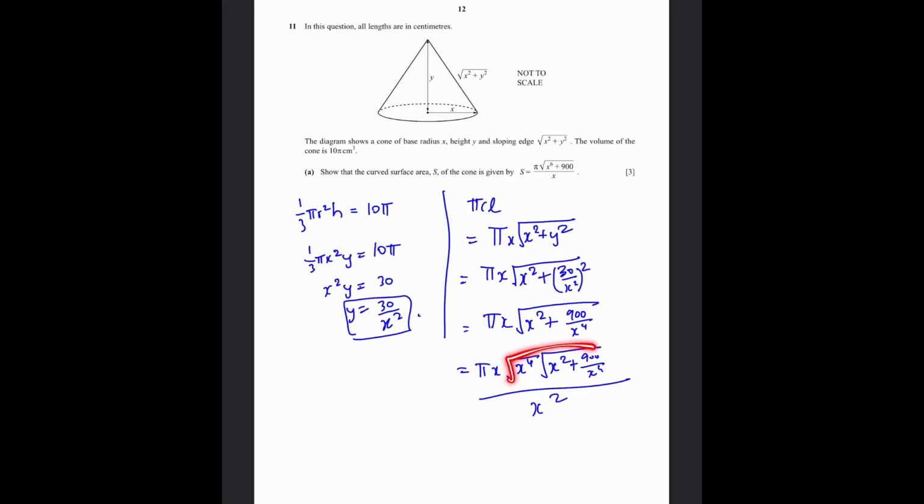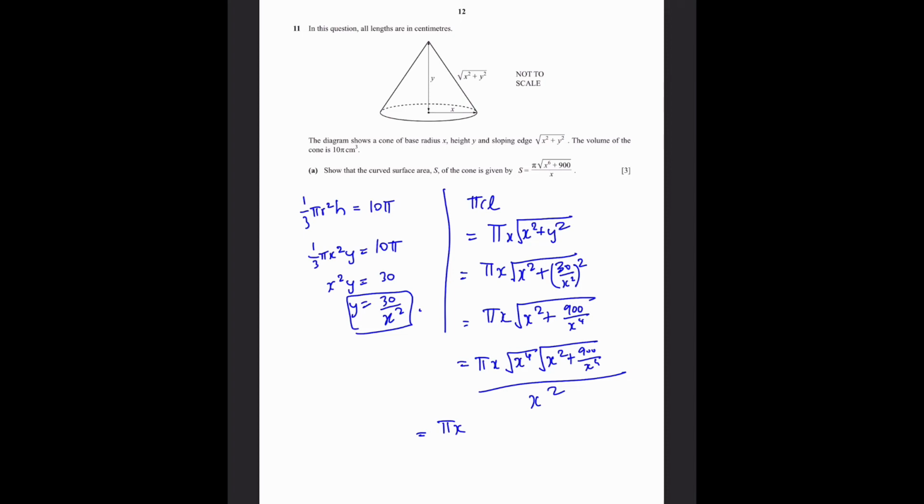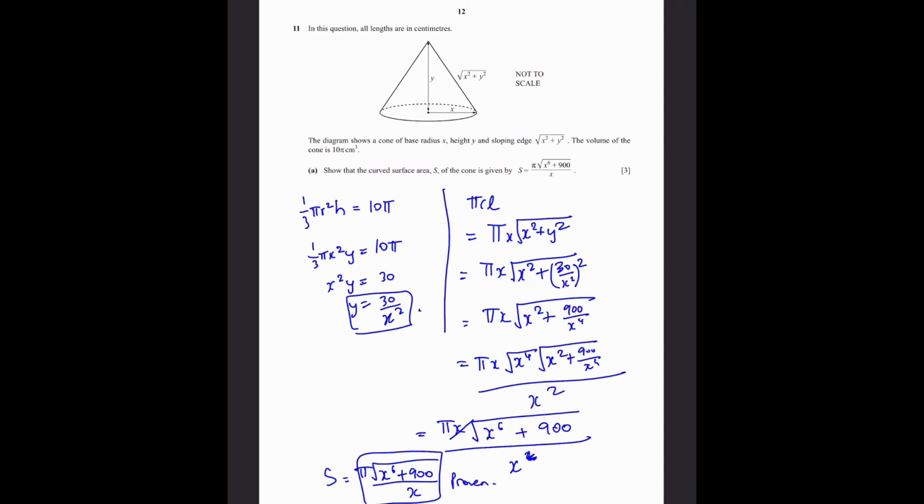Now we can combine the square roots, so that will be pi x times the square root of x to the power 4 times x squared, which is x to the power 6, plus x to the power 4 times 900 by x to the power 4, which is 900, and divide by x squared. Now, one of the x and one of the x squared will cancel out, so we'll get pi root of x to the power 6 plus 900 by x. That's the curved surface area, proven. That's what you're supposed to get, that's the answer.